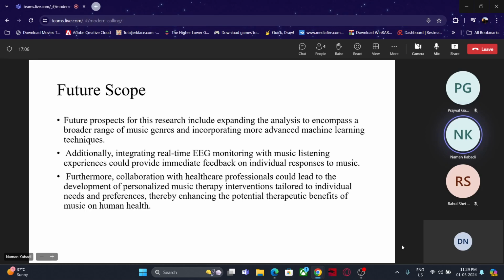Coming to the future scope, it can be expanded to a wide range of other kinds of music genres, incorporating more advanced machine learning techniques to improve the accuracy of the models that we are going to predict. Additionally, we can also work on real-time EEG monitoring for other applications, like in healthcare sectors and music therapy aspects. And there can also be enhancements in the health industry.